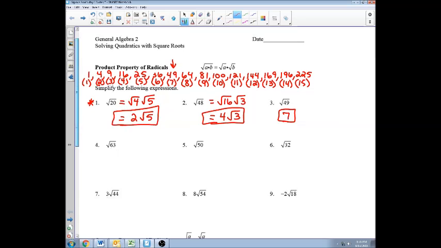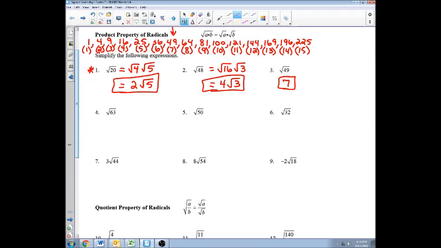On to number 4. I have the square root of 63. The first number I'm going to check, I'm going to take 63 and divide by 49. That will not come out as a whole number. 63 divided by 36 will not come out as a whole number. 63 divided by 25 will not come out as a whole number. 63 divided by 16 will not, but 63 divided by 9 will. So I can rewrite the square root of 63 as the square root of 9 times the square root of 7. The square root of 9 is 3. The square root of 7 is not a perfect square.